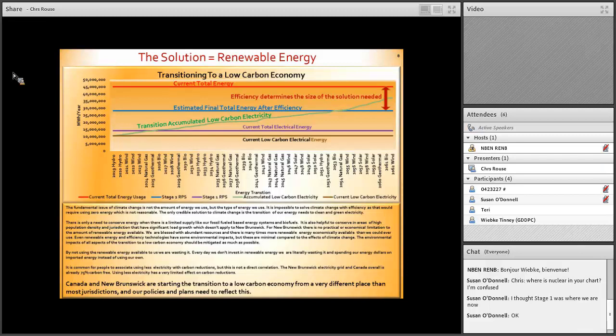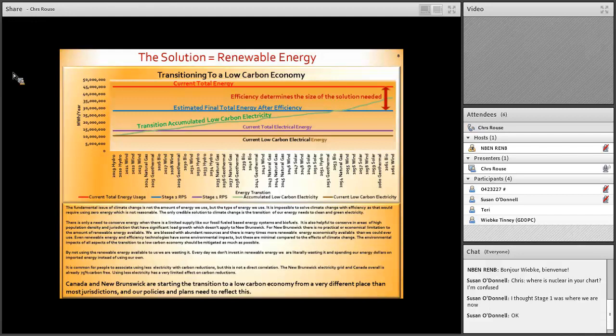And then you can see the green line that comes up. That's us converting the rest of our fossil fuels to renewable energy. So we're starting from a very high point in the transition. And where that green line meets the blue line is the final total energy after energy efficiency. So there's a lot of efficiency gains in just transitioning to electrify our economy. Internal combustion engines are very inefficient.